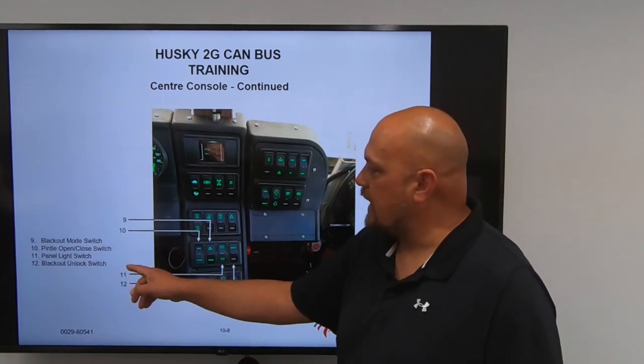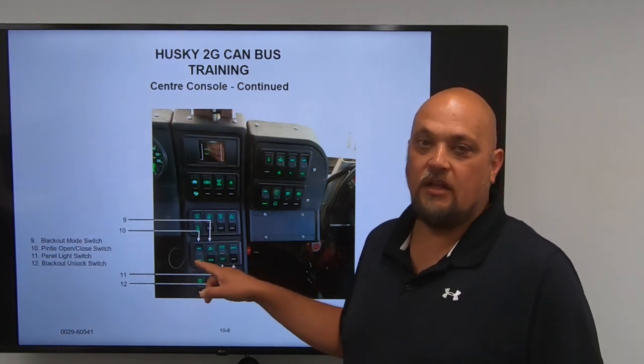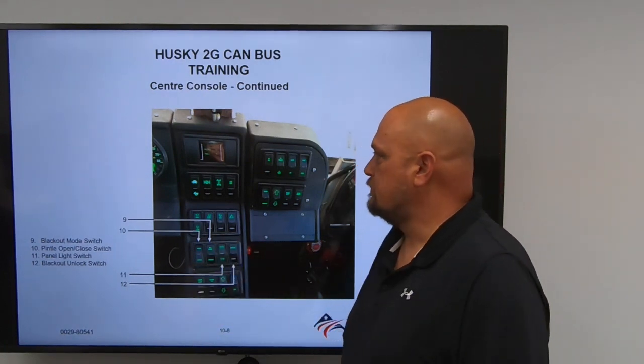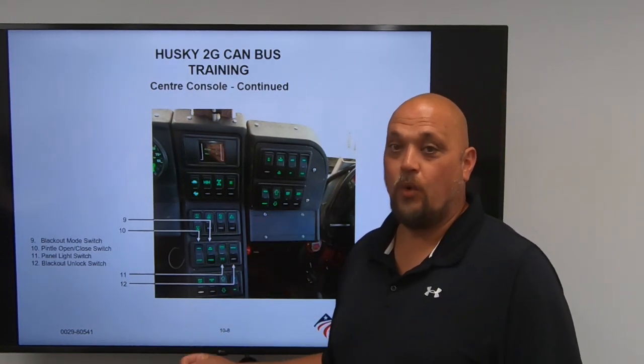Item number 12 is the blackout unlock switch. You'll use this switch to lock and unlock the position for blackout. This is used so you don't inadvertently go to white light.